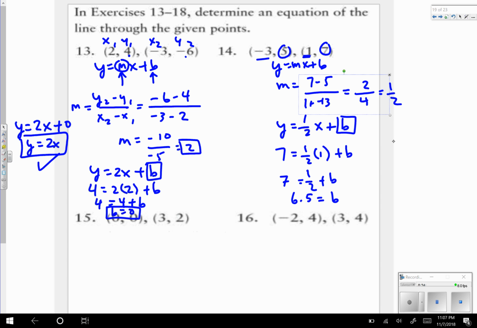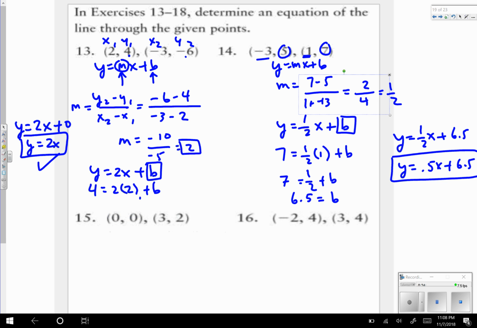And so our final answer is going to be y is equal to, our m is 1/2 x plus, and our b is 6.5. If you want to make it a little bit more better, whatever you want to call it, this is a half, so it's 0.5x plus 6.5. So keep everything in like decimals, or you can put everything in fractions, doesn't really matter.